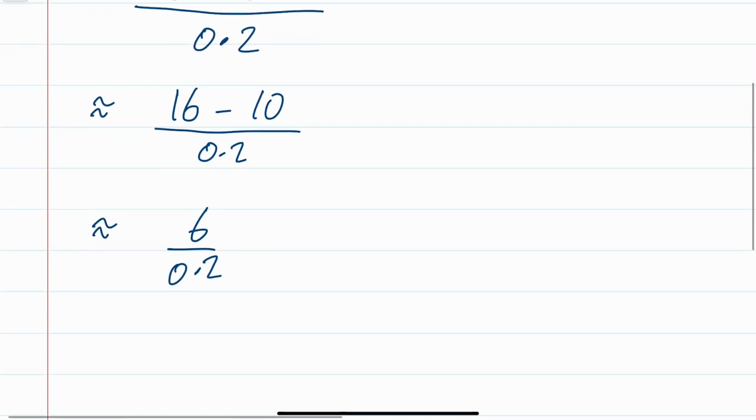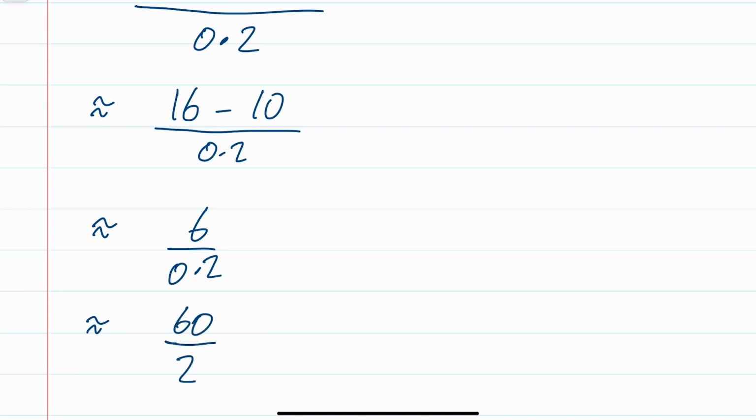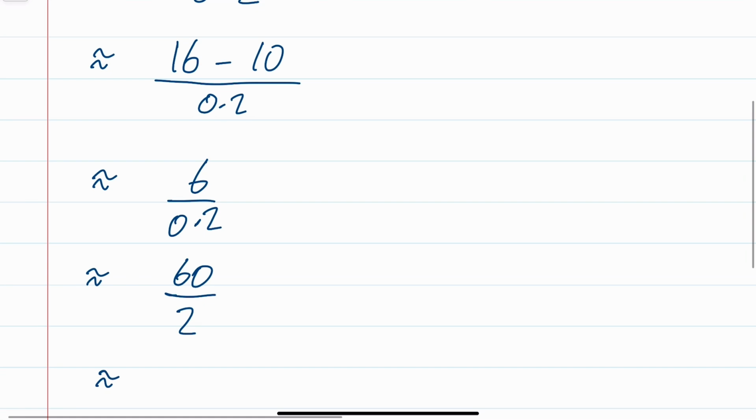Now there's a few ways we can do this, but the easiest way to do it, dividing by decimal, is multiply both numbers by 10 to get rid of the decimal on the bottom line. So that becomes 60 divided by 2, and 60 divided by 2 is just 30. And that is it. That's how we get our answer.